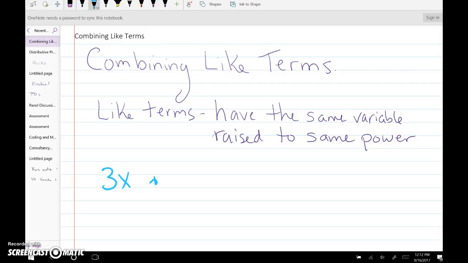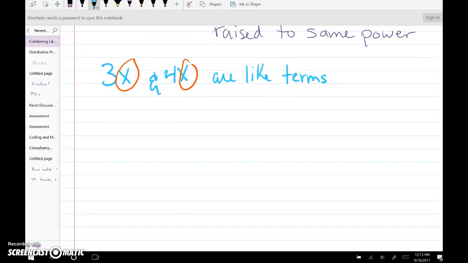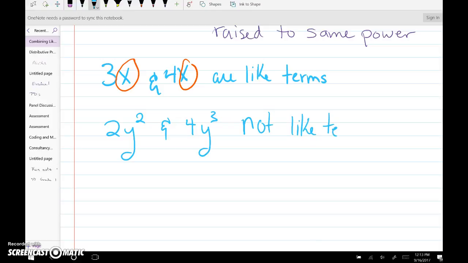3x and 4x are like terms. They both have an x raised to the power of 1. 2y squared and 4y to the third are not like terms. Yes, they both have a y, but their exponents are different, so they're not like terms.